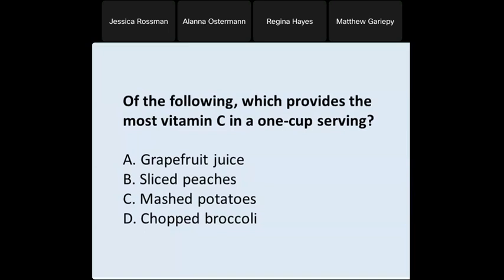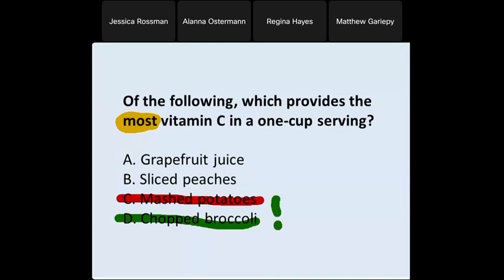answer. The question again is which option provides the most vitamin C in a 1-cup serving? You should notice that the key word in this question is most. I think all of the foods mentioned in the choices contain some vitamin C, but let's narrow down our choices. Several of you have mentioned you can probably eliminate mashed potatoes, so we're going to ignore option C. Many people know that citrus fruits like lemons and grapefruit are a good source of vitamin C. That makes choice A look like a good guess, and you might pick that one. As it turns out, broccoli actually contains more vitamin C than one cup of grapefruit juice. So D is the best answer.